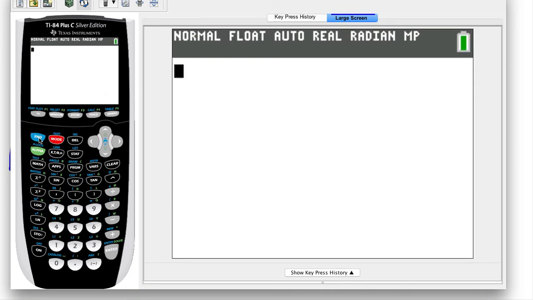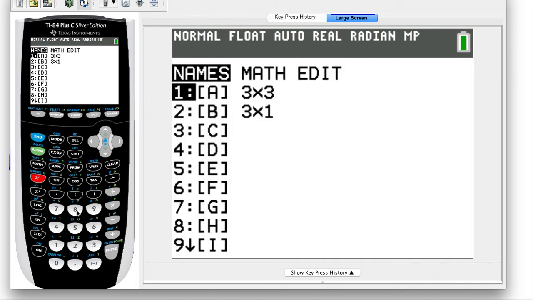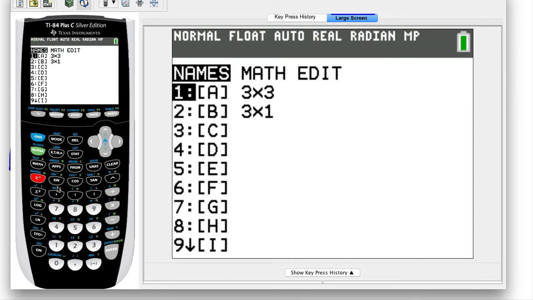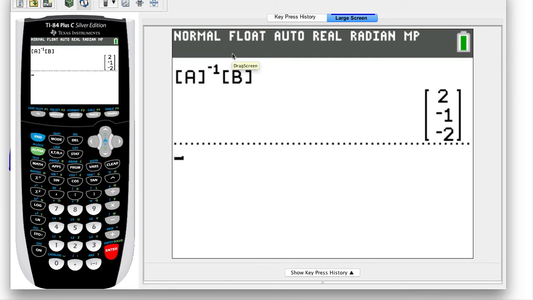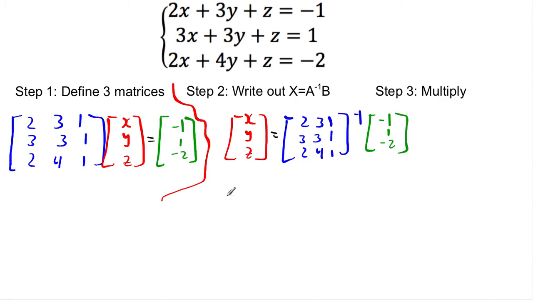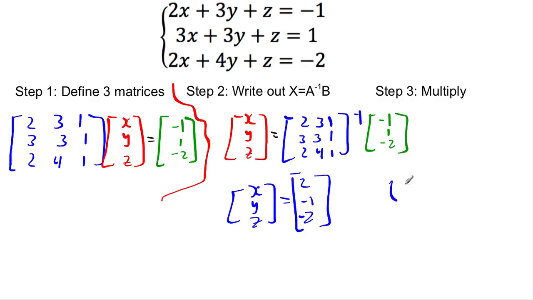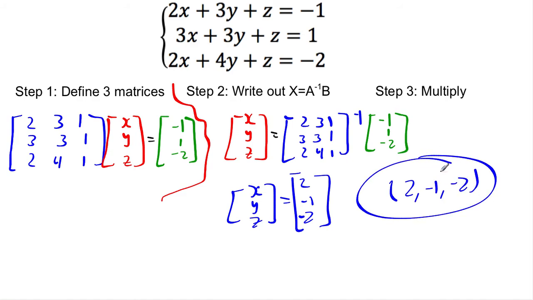Quitting out. What I can say is I'm going to go to matrix A to the negative first times matrix B. And look at that. 2, negative 1, 2. So for such a crazy problem here, x, y, z is equal to 2, negative 1, 2. I think that's what it said. Oh, negative 2. So for such a crazy problem, we actually get a fairly simple answer. 3 integer values that we can just plug in here.